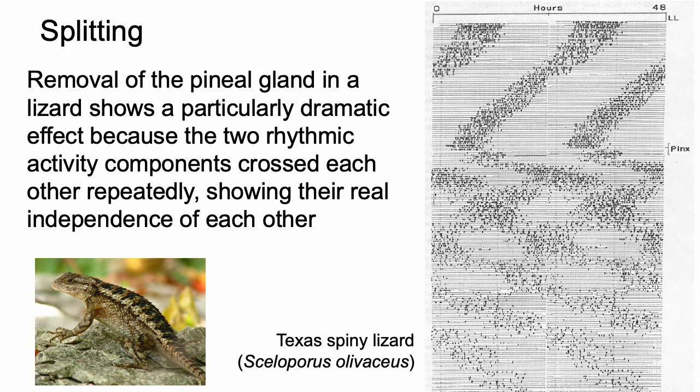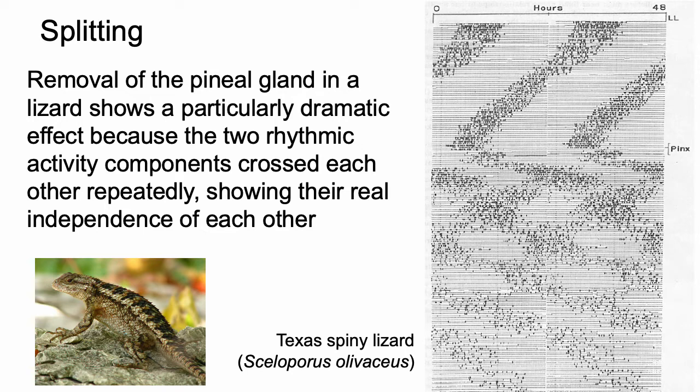Now another example, departing from our typical mammalian models: this Texas spiny lizard had its pineal gland removed. The pineal gland is an endocrine gland found in the brain that's important for circadian rhythms, keeping track of photoperiods, and by extension annual rhythms, and it produces melatonin, which is important for sleep and photoperiod.